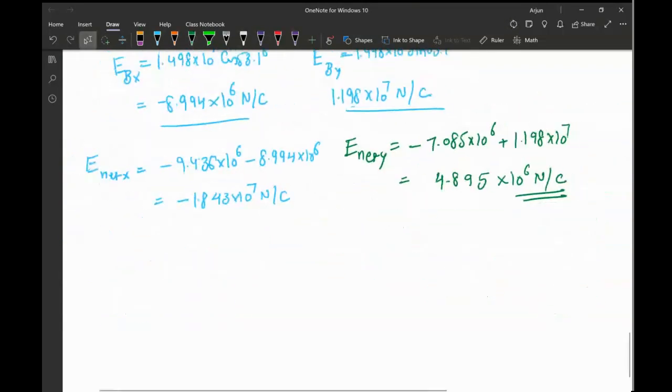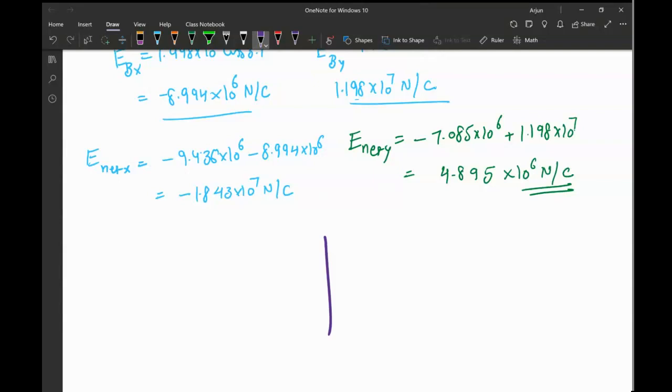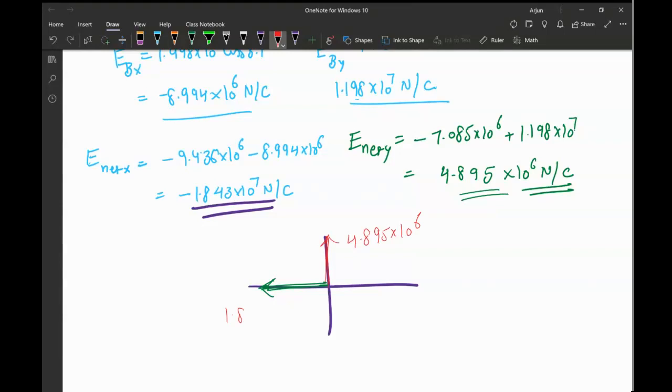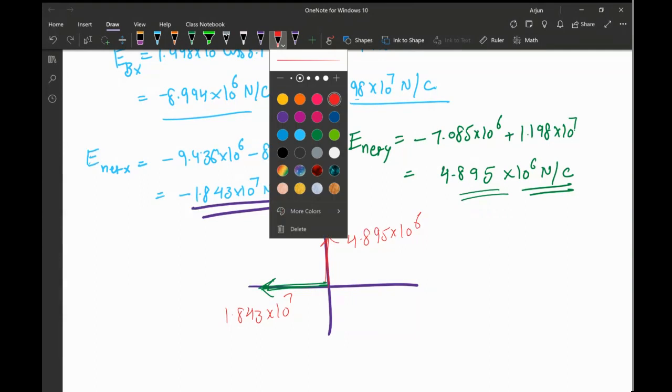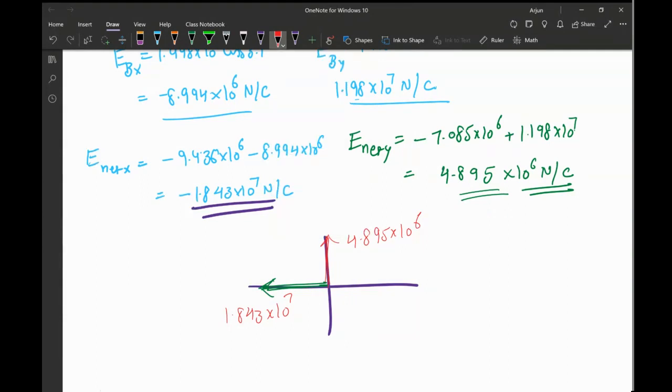Now, again, I'm going to draw them on a separate diagram. This is a negative number, and I'll represent it down here. The other number is a positive number, so the positive number will go in the upward direction. So this is 4.895 times 10 raised to the power 6, and this number is 1.843 times 10 raised to the power 7. We just need to find the resultant now, and the resultant will be outwards like this.